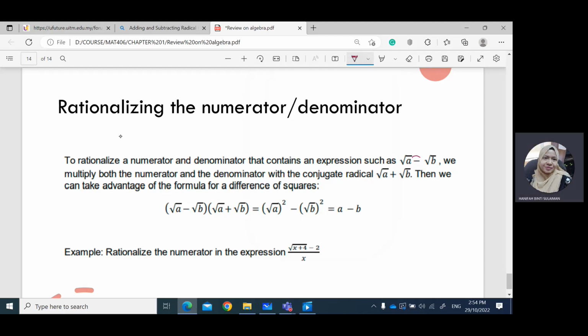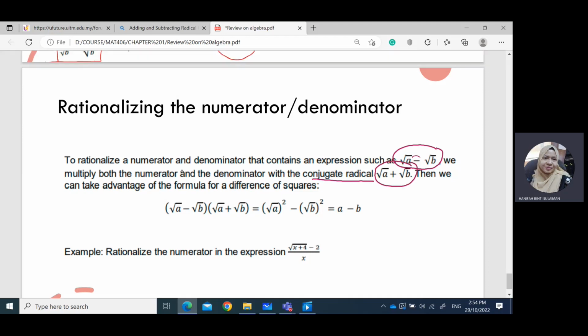Okay, so now we look at rationalizing the numerator or denominator. To rationalize a numerator and denominator that contains an expression such as square root of a minus square root of b, we multiply both the numerator and denominator with the conjugate radical, which is square root of a plus square root of b. Then we can take advantage of the formula for a difference of squares.